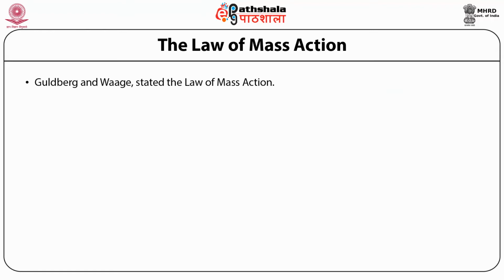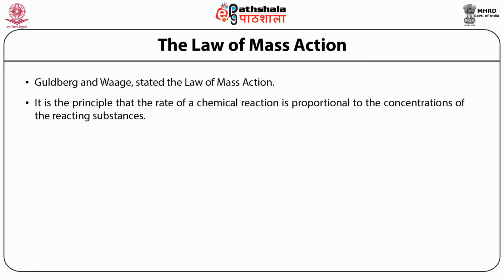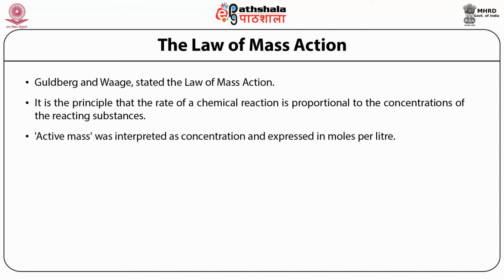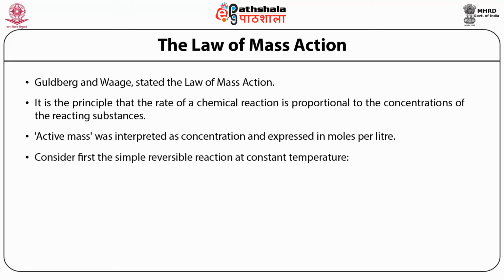The law of mass action. The law of mass action is the principle that states that the rate of a chemical reaction is proportional to the concentration of the reacting substances. Active mass was interpreted as concentration and expressed in moles per liter by applying the law to homogeneous systems, that is, to systems in which all reactants are present in one phase. Consider first the simple reversible reaction at constant temperature, A plus B forming C plus D.